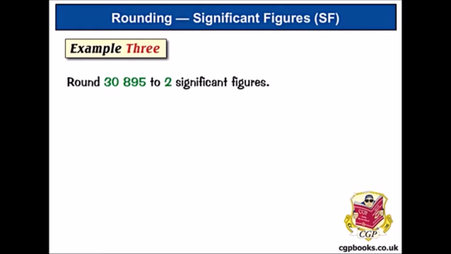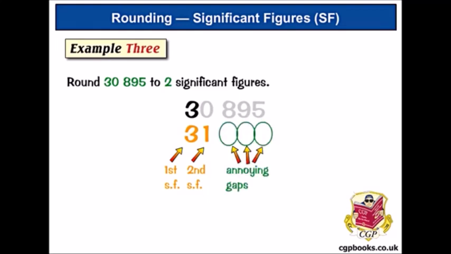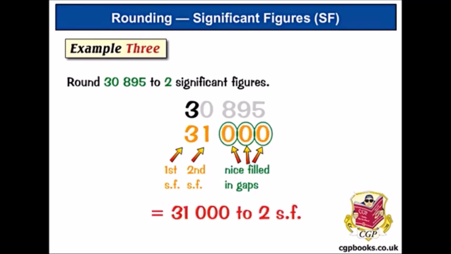Right, last one. Round 30,895 to 2 significant figures. Okay, so the first significant figure is 3, and the second is 0, and so 0 is the last digit. The decider is 8, and that's 5 or more, so we round 0 up to 1. So that's easy enough, and we can also put the 3 in to give us our 2 significant figures. There they are. But that's left us with 3 gaps before the decimal point. So time to apply our extra rule and fill them in with zeros. And that makes our answer 31,000.